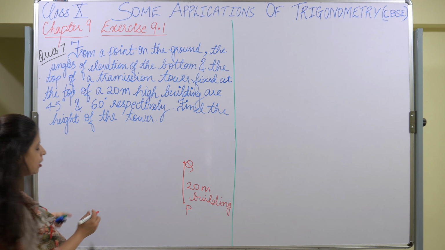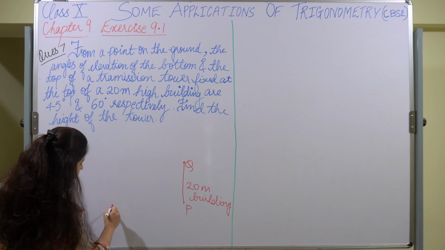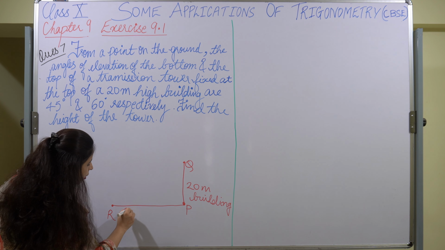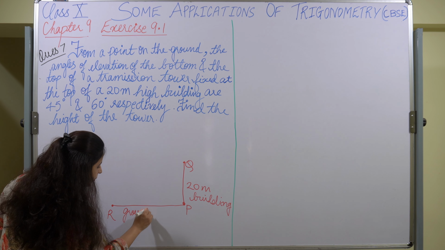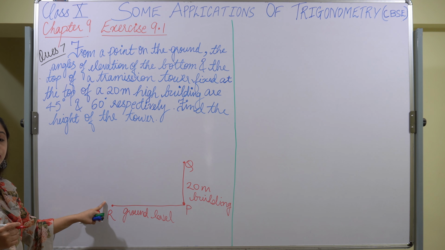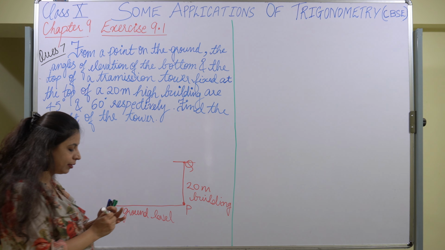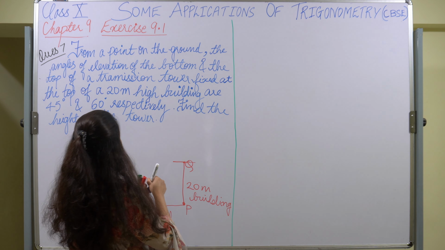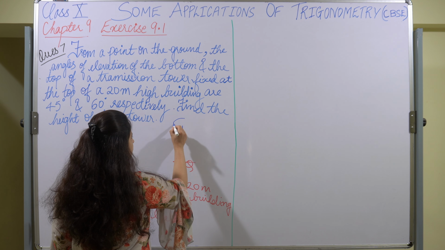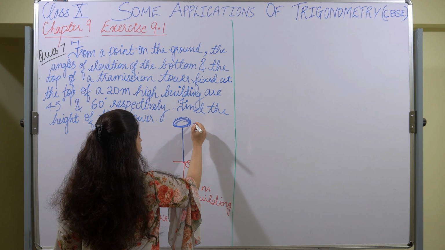Now I am taking a point on the ground to be R. This is my ground level, and this point R is from where I am viewing my tower. Now on the top of this building is my transmission tower placed. Let this be my transmission tower.